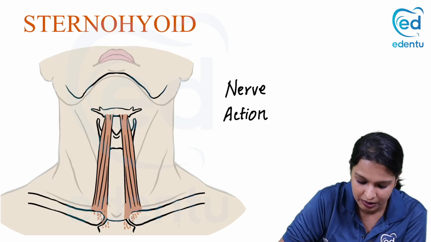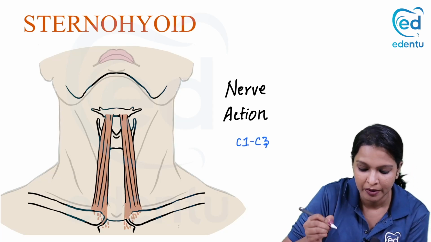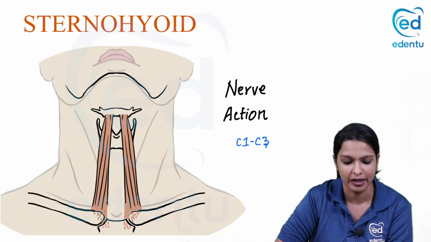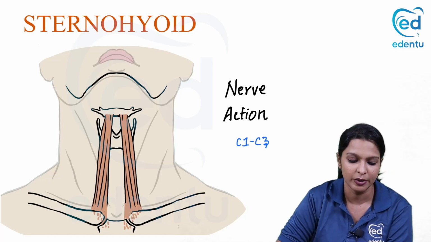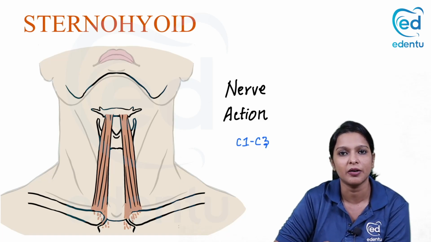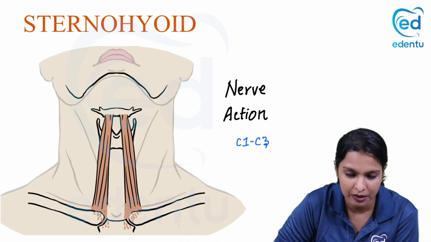So what about its nerve supply? It is once again from C1 to C3, through the ansa cervicalis. And its action: it is attaching to the hyoid bone, so it will depress the hyoid. The previous one, sternothyroid, will depress the thyroid cartilage. So that is the nerve supply and action.